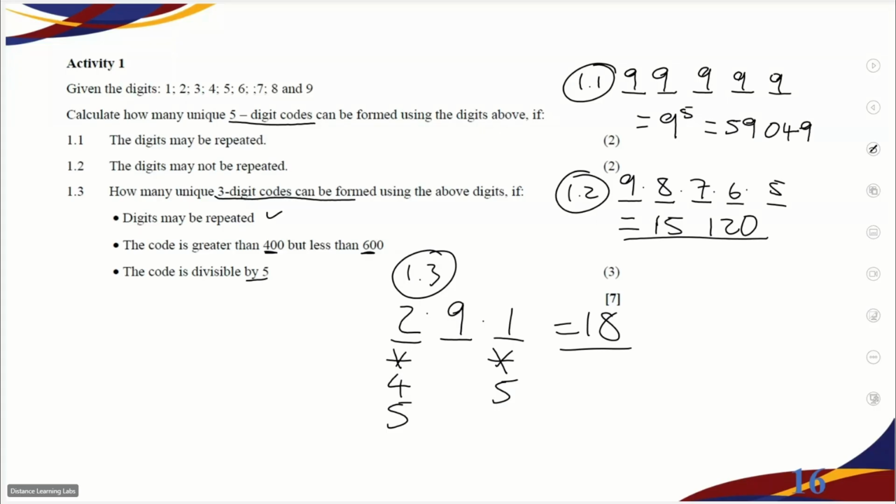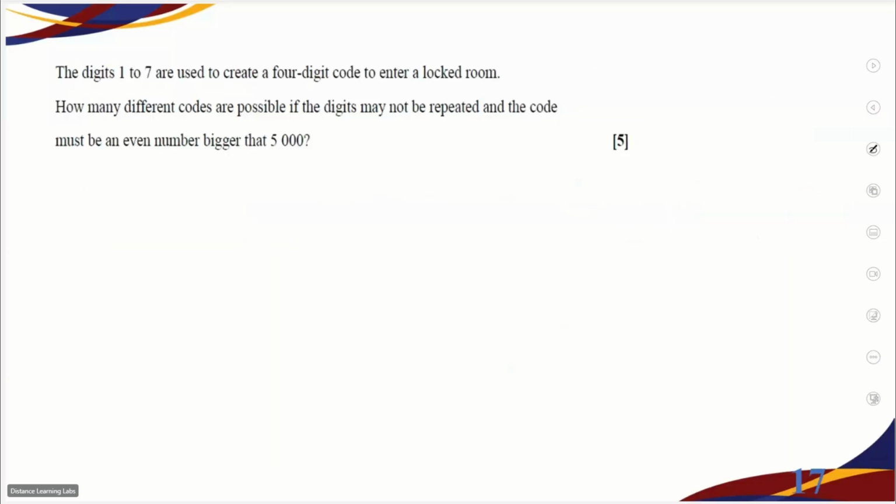Now, the last example that I have before we do probability. The digits 1 to 7 are used to create a 4-digit code to enter a locked room. The number of digits in a code is 4, which gives us the number of spaces, meaning we are going to create 4 spaces: 1, 2, 3, and 4. How many different codes are possible if the digits may not repeat?